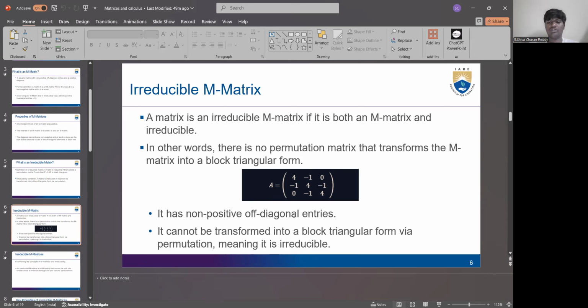It has positive diagonal entries. As you can see, only the diagonal elements are positive: the 4, 4, 4. All the other elements are non-positive, such as -1 and 0. This is also not positive, so it's also a non-positive one. -1, -1, 0, -1. So on this basis, we can say that it cannot be transformed into a block triangular form by a permutation, meaning it's irreducible. So by examining the diagonal and the non-diagonal elements, we can determine whether it is irreducible or not.